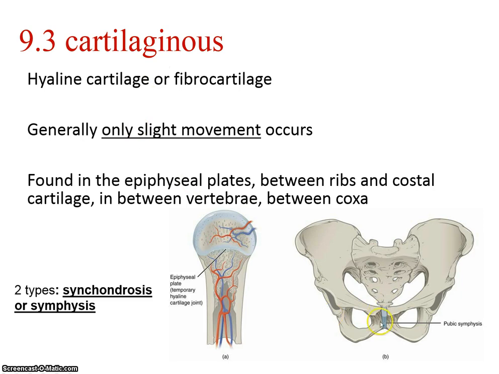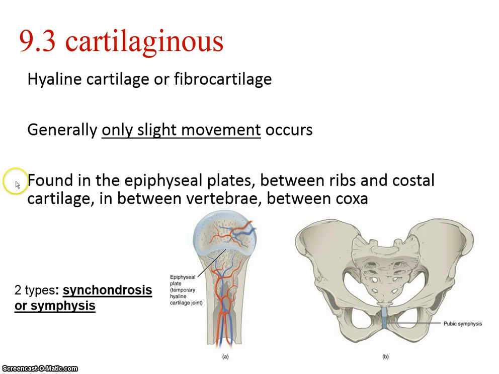So cartilaginous, we see here the pubic symphysis, and again the epiphyseal plate here inside the bone. So hyaline cartilage is common in these. Fibrocartilage is also found, but cartilage, that's why they're called cartilaginous. They generally have only slight movement, but this has really none. So again, they don't all have to be amphiarthrotic, but a lot of times they are.